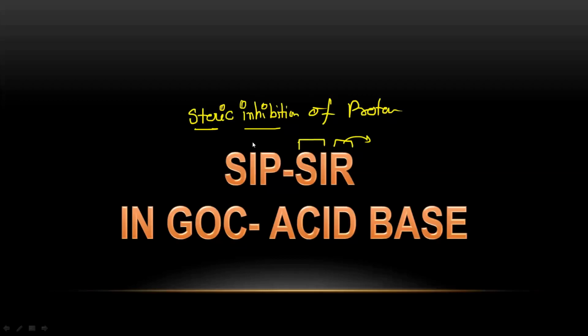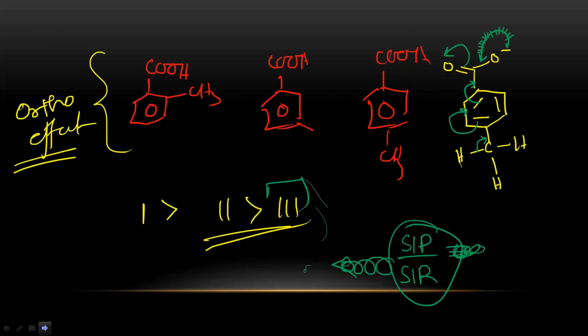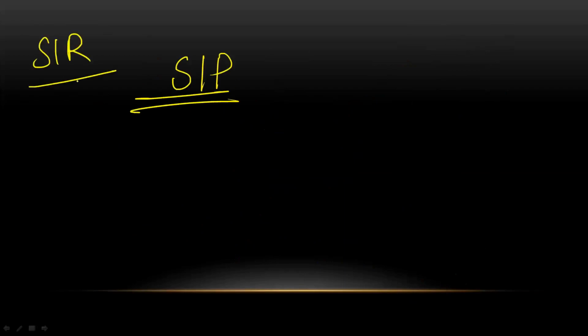So in the last discussion, we had covered the first part of this, that is SIP and SIR, basic things, and we have discussed mainly steric inhibition of resonance. Okay, so we have discussed the problems of benzoic acids, which is also called ortho effect. Now let's discuss steric inhibition of protonation, SIP. Both steric inhibition of resonance and steric inhibition of protonation are useful in describing basicity of amine.